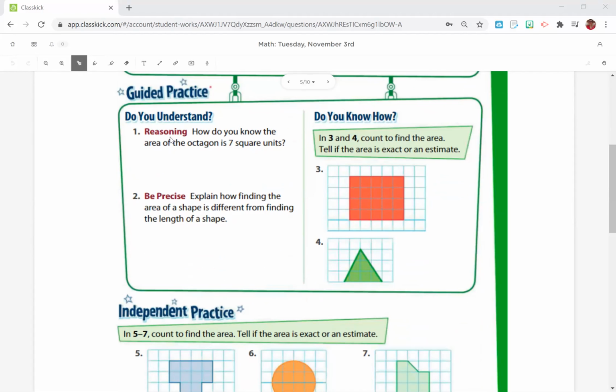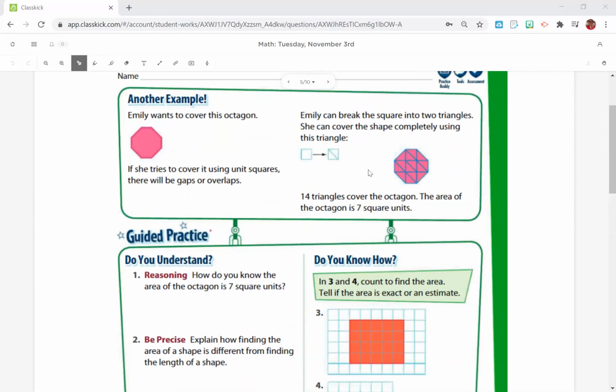Let's go ahead and start with number 1. How do you know the area of the octagon is 7 square units? How do we know that this is 7 square units? Well, we know it's 7 square units because 2 triangles equal 1 square unit. So that means I can count 2 each.